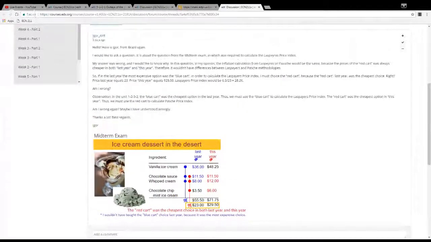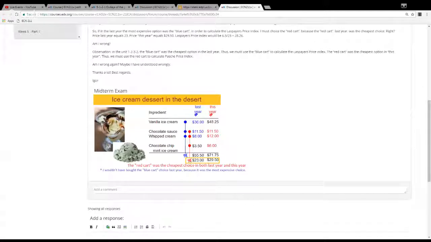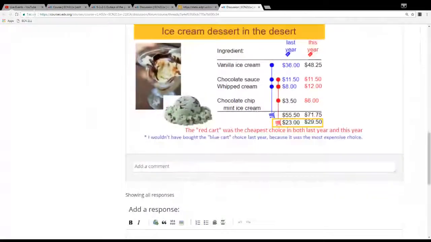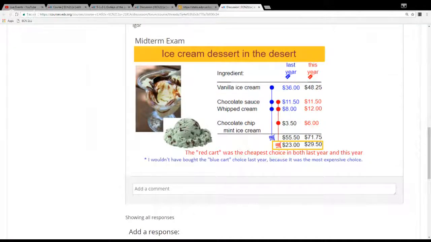So Igor asked a question about the Laspeyres and the Paasche index. So here's a chart that's taken from the midterm exam. Let me zoom in on it for you. That gives you the ingredients in different types of ice cream, the one that I used last year and the one that I used this year. If you have to calculate the Laspeyres price index, you're calculating the percent increase in the cost of what you bought last year. So you look at the blue stuff, look at what it cost this year, and what it cost last year.